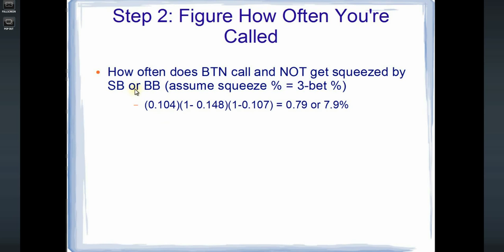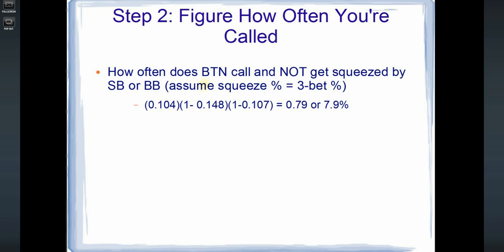All right, so we want to figure out how often the button calls and does not get squeezed. Because remember, if the cutoff opens with the worst hand in his range and he faces a 3-bet or faces a squeeze, he's going to fold. So we want to see how often the cutoff can open and then get called without getting 3-bet, so he at least gets to see the flop.